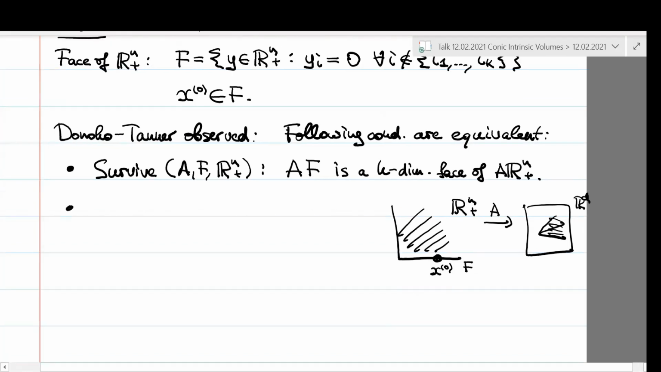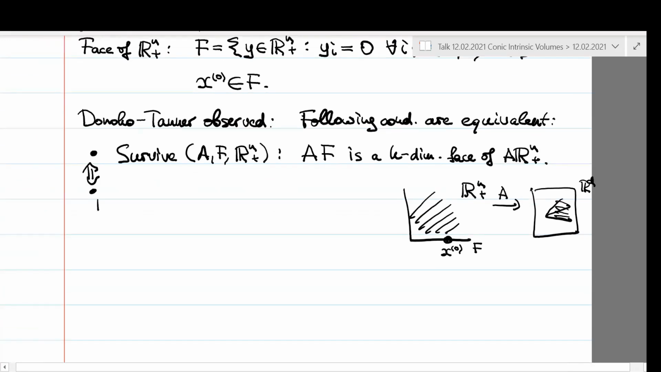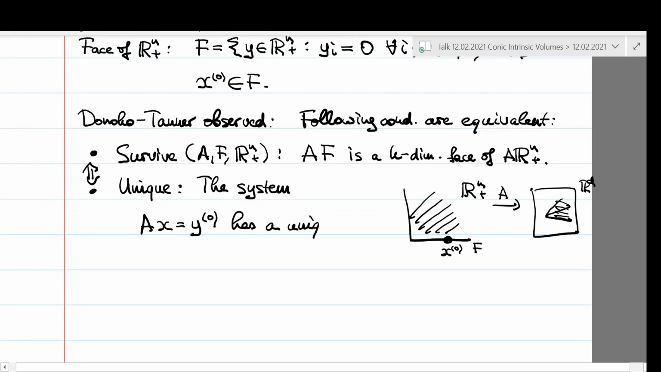And the second condition, which is equivalent to that, so the claim is they are equivalent, is that the linear system, so this condition is called unique, the system Ax equals y0 has a unique solution in the orthant.